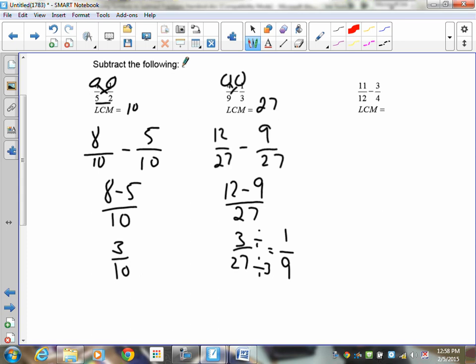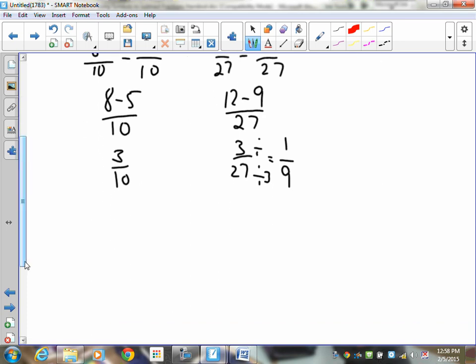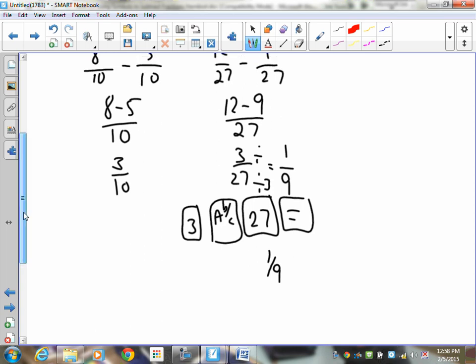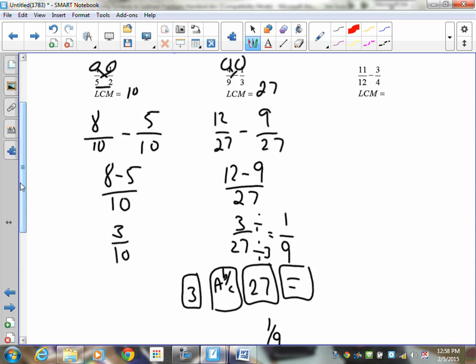If you use your calculator to do it, you can use it. So it is allowed. You would go 3 on your calculator, and then you'd press your ABC button, and then you press the 27 on your calculator, the numbers, and finally press your equals, and your calculator in some format will show you 1/9, depending on the actual type of calculator you have. Okay, pause the next one and do 11/12, take away 3/4.